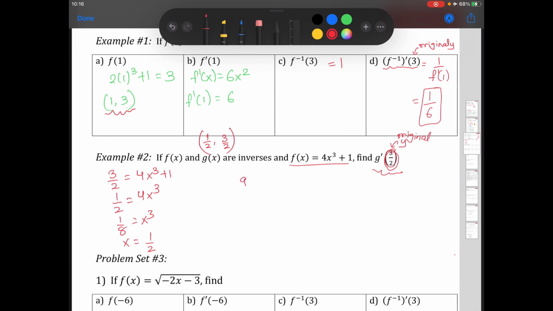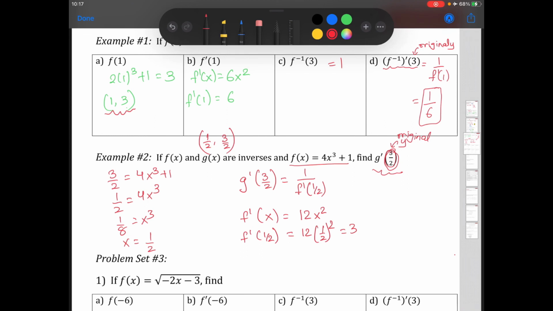I want to find this. I'm going to write what I want to find, and then based on that, I'm going to find the remaining. It's 1 over the f prime of x. Do I know my derivative? No, I don't know f prime, so I'm going to find that. First I need the derivative, which is 4 times 3, 12x squared, right? Now I want the derivative at 1/2, which is 12 times 1/2 squared, which is going to be 3.